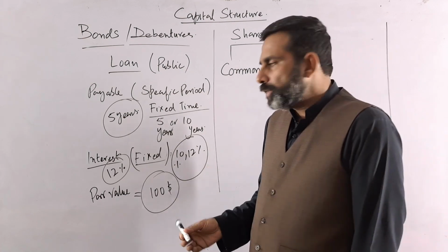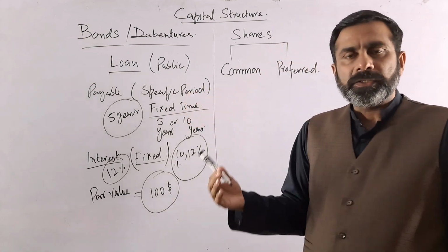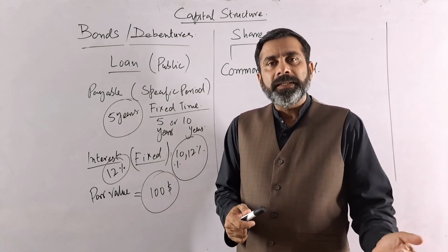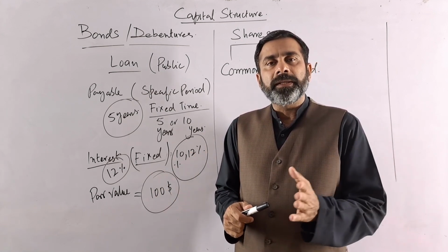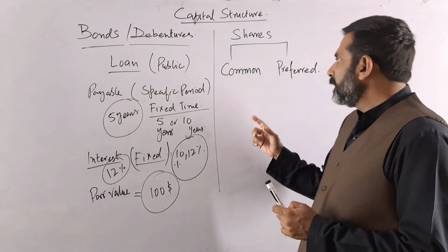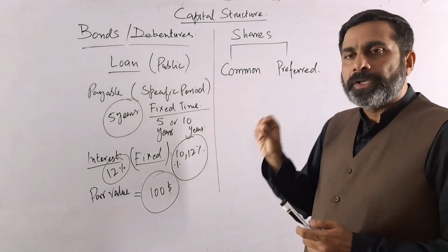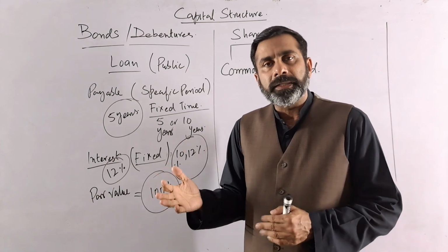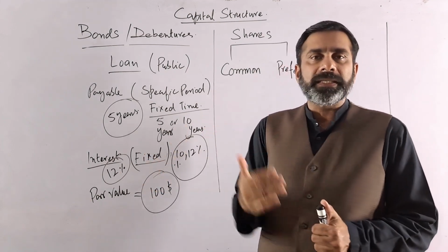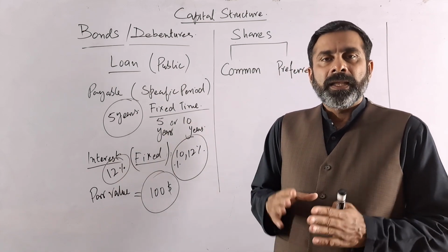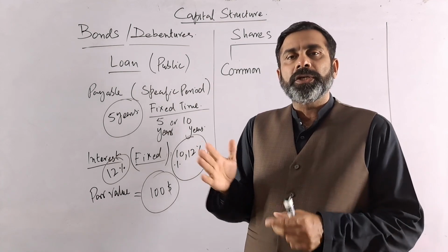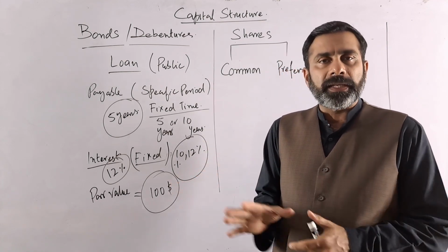So it is issued to the general public. It's like shares. If someone wants to invest in the company but they don't want to take the risk, the risk here is that in the common shares, in the ordinary shares, there is profitability. Sometimes there's a loss to the company, sometimes there's more dividend, sometimes there's less dividend. So there's a risk, and also sometimes there's a possibility that the company goes into liquidation or bankruptcy and they may not get any amount.